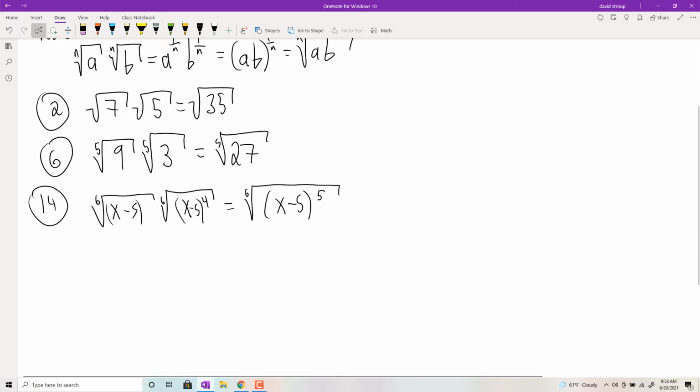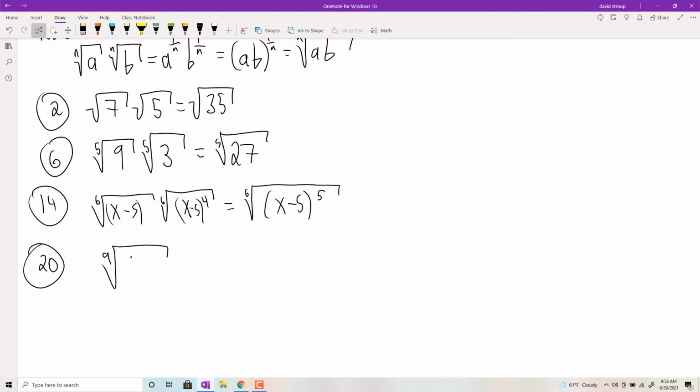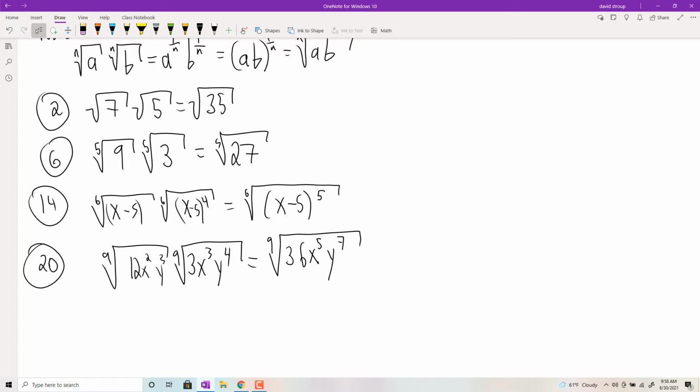Okay, let's look at one more. Here's number 20. We have the ninth root of 12x squared y cubed times the ninth root of 3x cubed y to the fourth. I have the same type of root, so I can combine everything together. 3 times 12 is 36. And for the rest, you're just adding exponents. x squared times x cubed would be x to the fifth. y cubed times y to the fourth would be y to the seventh.